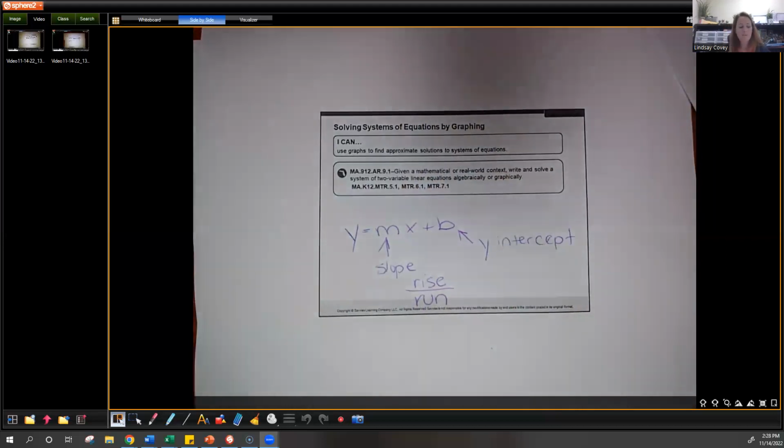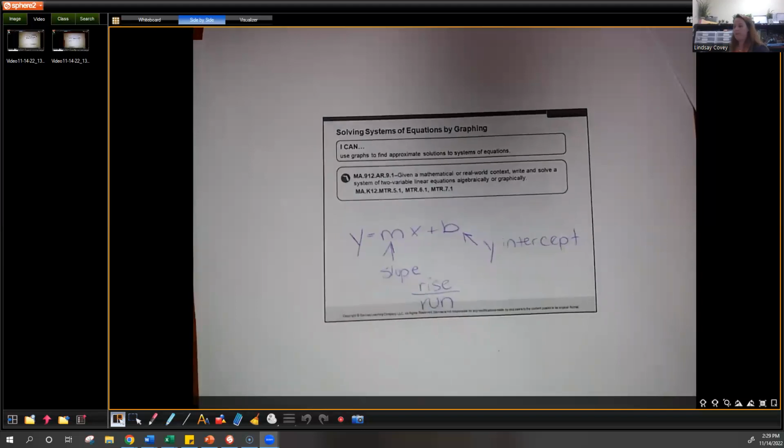So essentially what we're going to be doing is taking two equations, writing them in slope-intercept form, and then graphing them to see if there's a solution. If they intersect, it's one solution. If they don't intersect, it's no solution. If they're the same line, it's infinite solutions. As we're working through these problems, I want you to keep that in mind. Let's go ahead and look at our first problem.